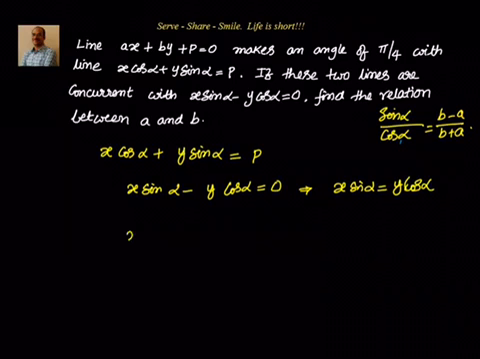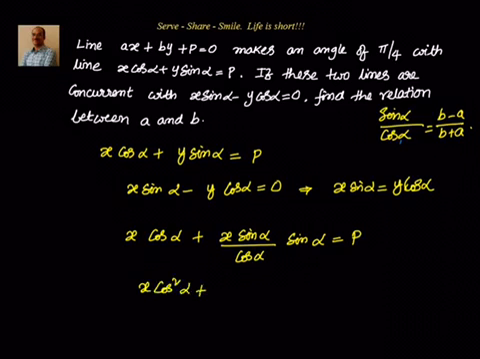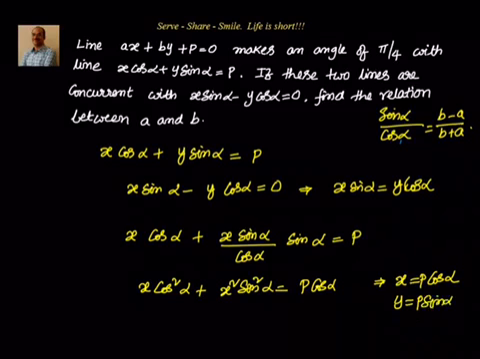So I'll go back here and write down x cos alpha plus y, which is x sin alpha by cos alpha, and multiply that with sin alpha, which is equal to p. If you simplify, you get x cos square alpha plus x sin square alpha is equal to p cos alpha, or can I say x equals p cos alpha. If x equals p cos alpha, easily we can see that y equals p sin alpha. That is one more observation we got.